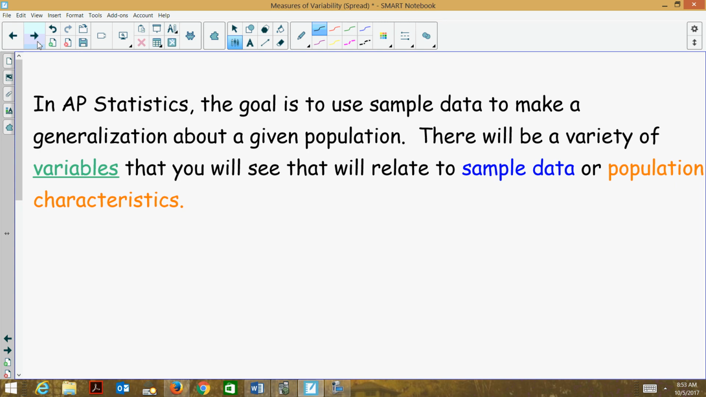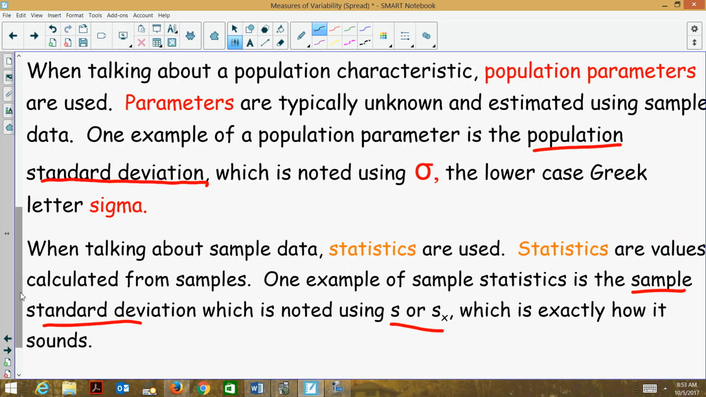In AP statistics, the goal is to use sample data to make a generalization about a given population. There will be a variety of variables that you will see that will relate to the sample data or the population characteristics. This is again talking about statistics versus parameters. When talking about population characteristics, we use population parameters. Parameters are typically unknown and estimated using sample data. Another example of this is the population standard deviation, which is noted using sigma, the lowercase Greek letter.